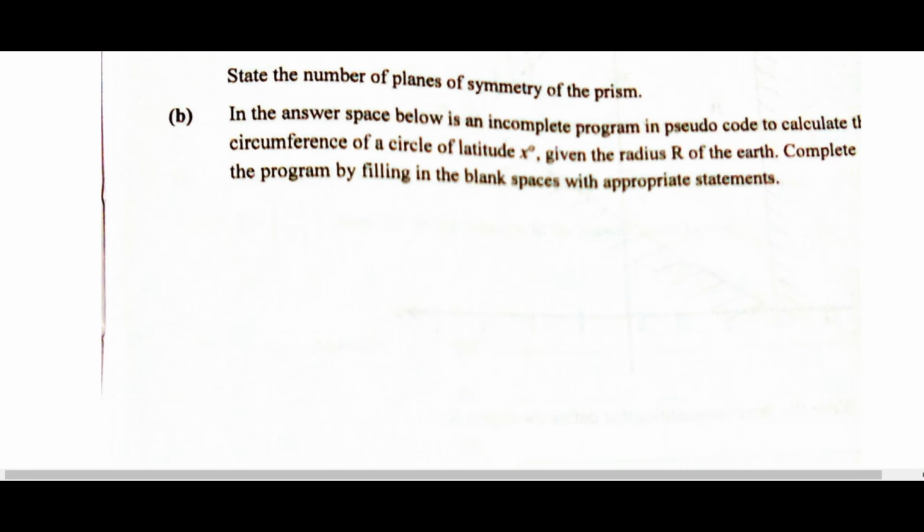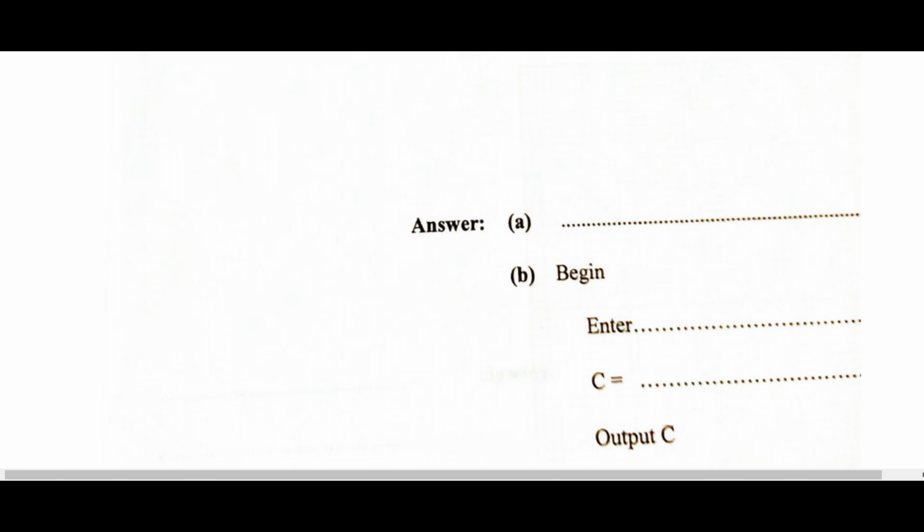In the answer space below is an incomplete program in pseudocode to calculate the circumference of a circle of latitude x degrees, given the radius r of the earth. Complete the program by filling in the blank spaces with appropriate statements. So let's look at it. The formula for the circumference is equal to 2 pi r cos x.